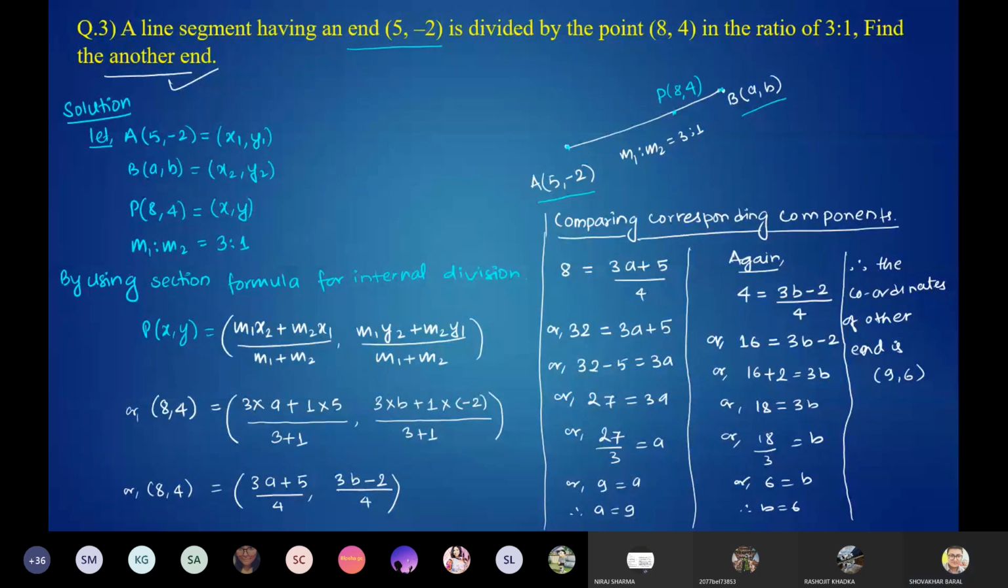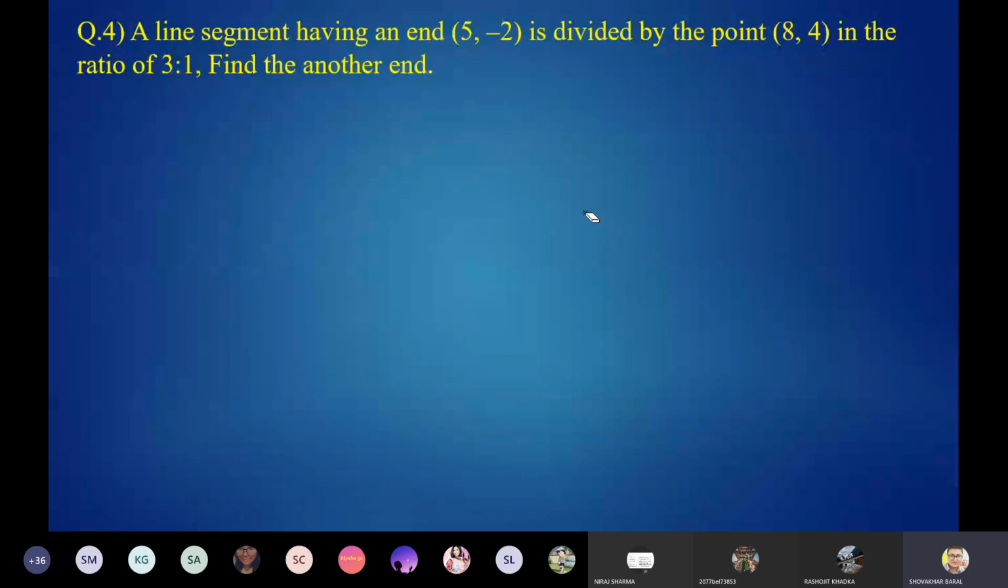Okay, so let's go to the next question. Question number 4. A line segment having an endpoint 5, minus 2 is divided by the point 8, 4 in the ratio 3:1. Find the other end. Please try this question yourself. It is exactly the same question.